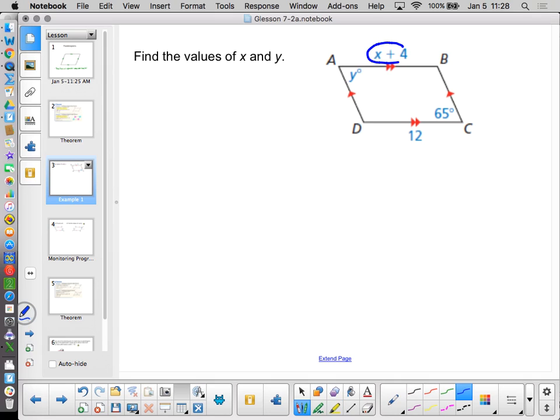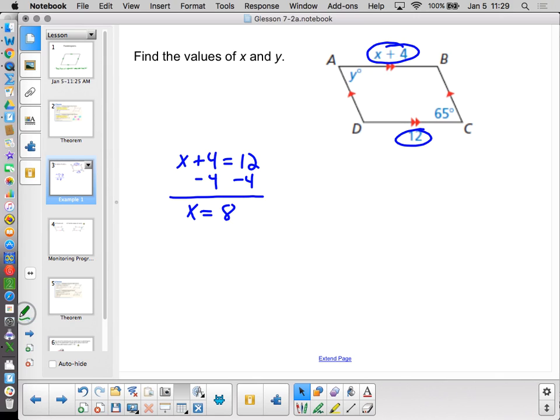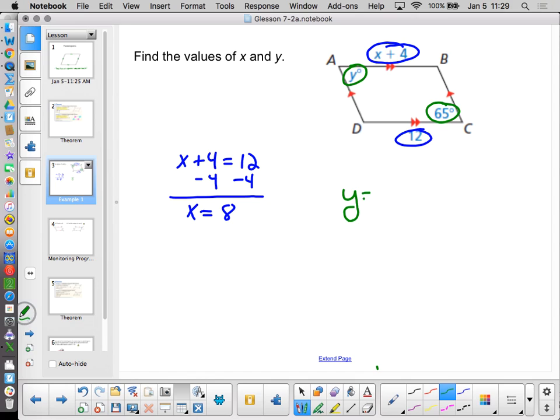Here I have x plus 4, which is the length of a side. I know it's a parallelogram because the red marks here, the triangles, tell me that the opposite sides are parallel. And so I have to compare this side, x plus 4, to the opposite side, which is 12. And they have to be congruent. So we simply get the equation x plus 4 equals 12. Subtract the 4, x is 8. For the y's, that's an angle, and we also have the opposite angle. Clearly, y equals 65 degrees because opposite angles have to be congruent. And literally, a lot of the work is that simple.